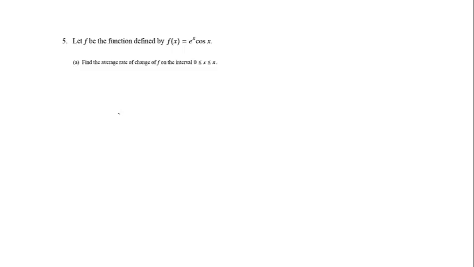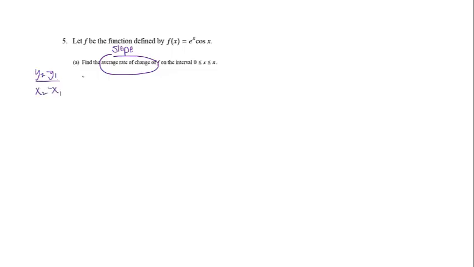All right, problem number 5 is a non-calculator problem. Let f be the function defined by f of x equals e to the x cosine x. Part A asks to find the average rate of change of f on the interval from 0 to pi. Average rate of change, another word for it, please remember, is just the slope. So just your y2 minus y1 over x2 minus x1.